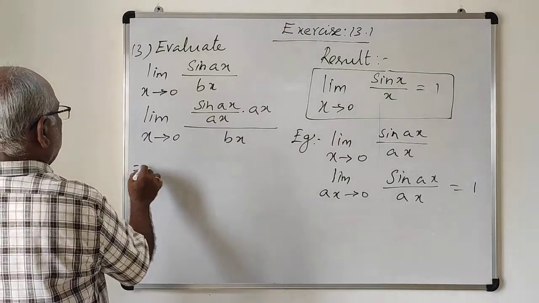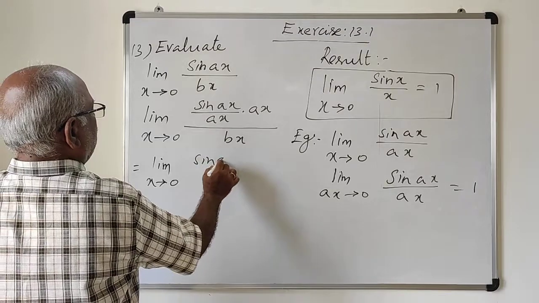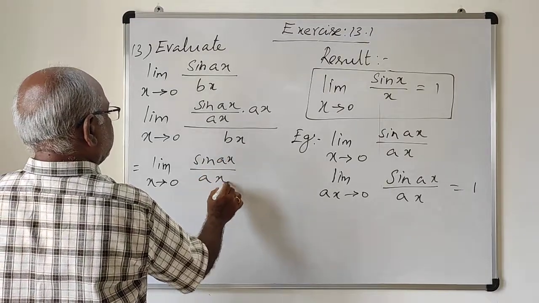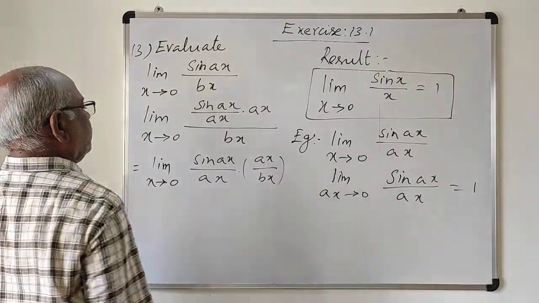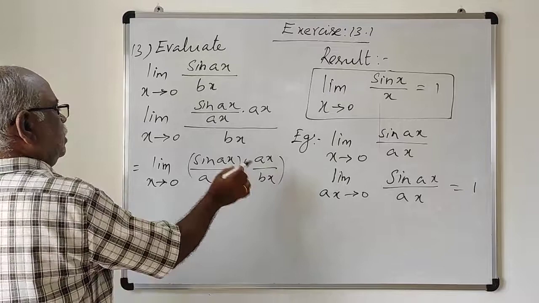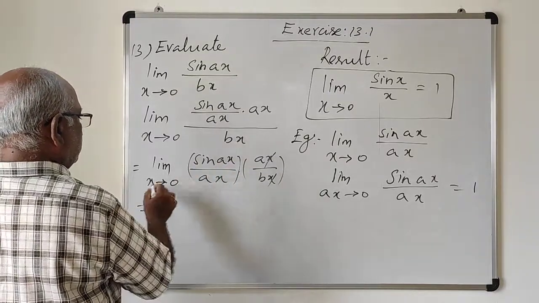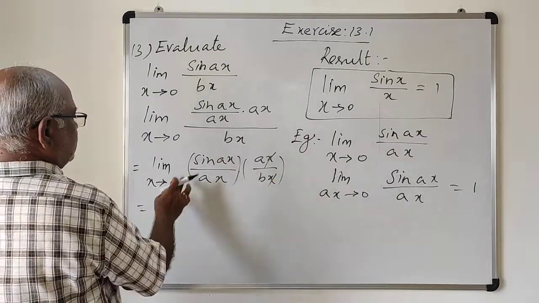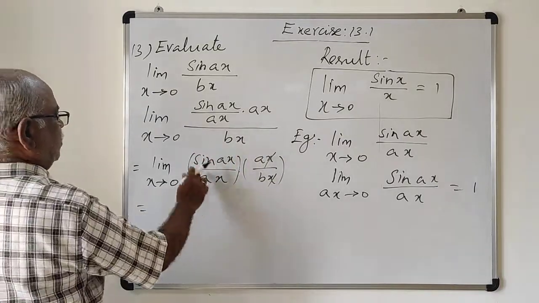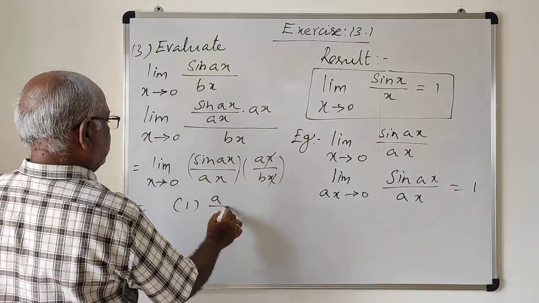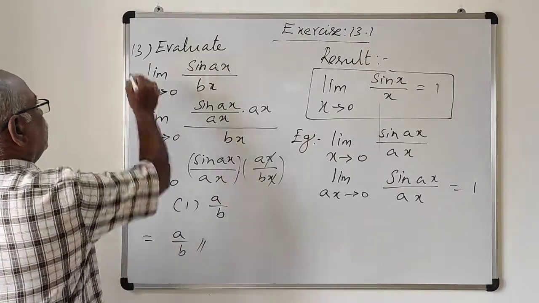Now I split this limit into two limits. Limit x tends to 0, sin ax by ax, into the term ax by bx. In this product, the x cancels. Limit x tends to 0, sin ax by ax, is limit ax tends to 0, since x tends to 0 means ax tends to 0. Therefore, this limiting value is 1 and the other term is a by b. 1 into a by b is a by b. That is the solution for problem 13.